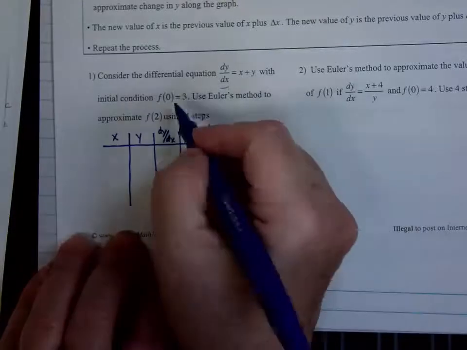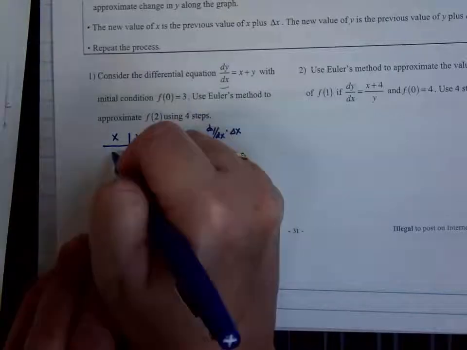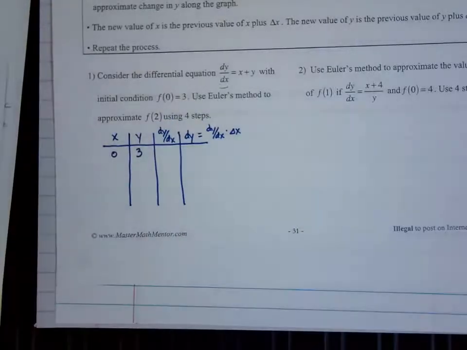Okay? The first point they give us, our initial condition, is 0, 3, and that is the first x and y that we write down. They will always give you that. Now, before we go any farther, the most critical point that we're going to need at this point in the process is delta x.